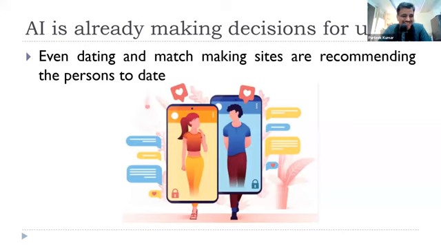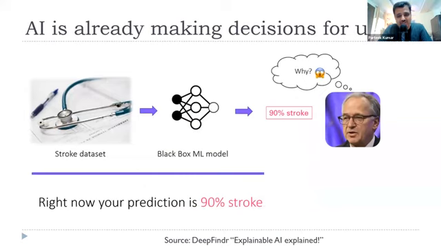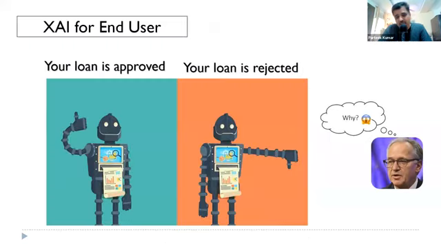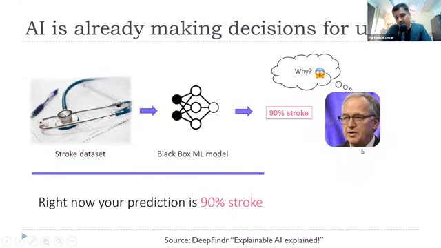So you can see the influence of artificial intelligence in our daily life. AI can even decide the person whom we should date. Not only this, we are also using artificial intelligence in very life critical applications. You are familiar that now we are using AI for healthcare applications, where we are using AI models to predict whether a person has a high chance of getting a stroke or not. And let's suppose this person is classified as having a very high chance of stroke.